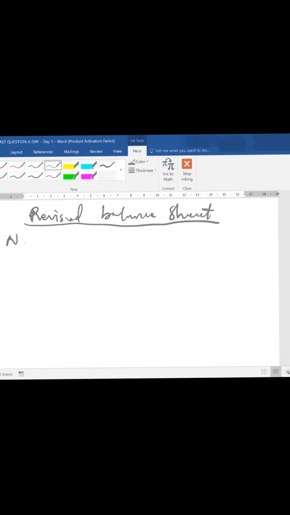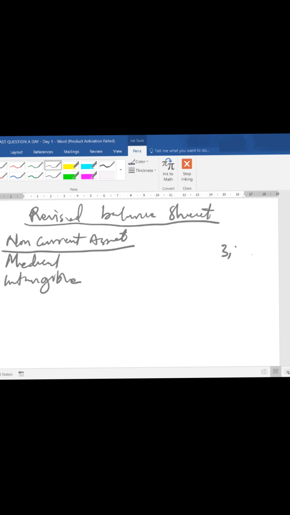So we have our non-current assets, made up of our medical and our intangible. So our medical is 3,300. Our intangible is 320, giving us a total of 3,620 for our total non-current assets.